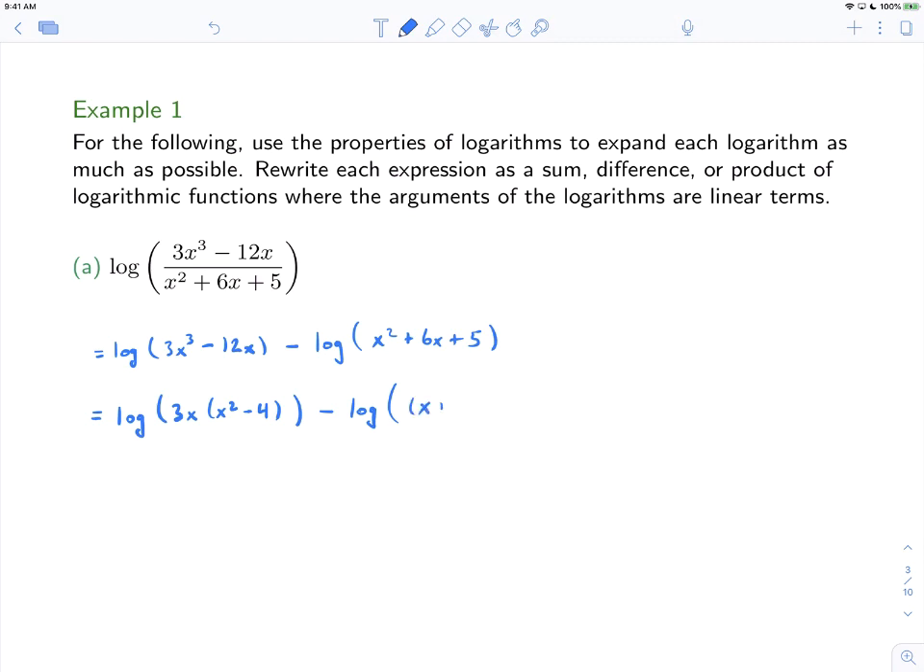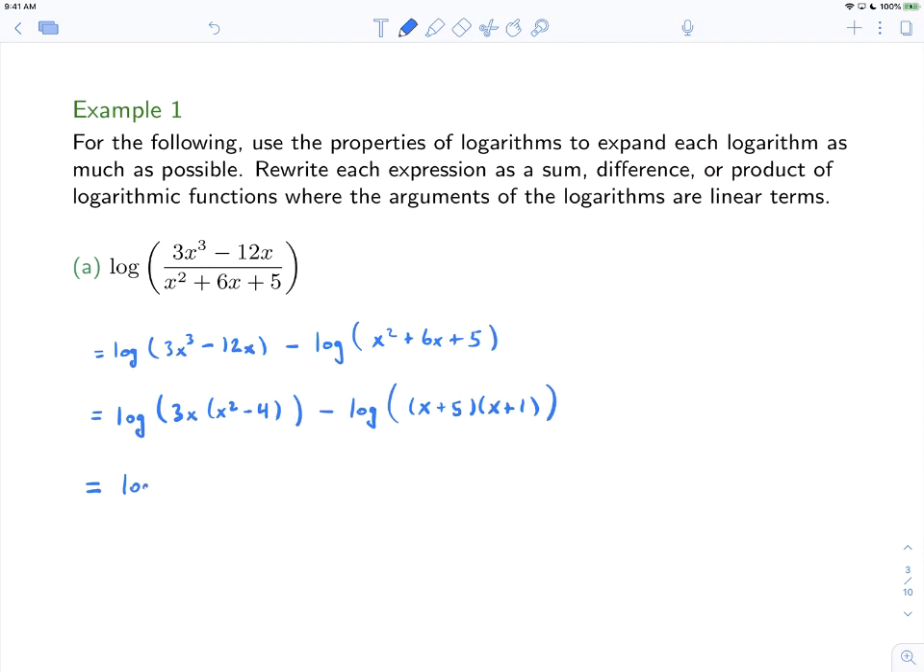So this is x plus 5 times x plus 1. So 5 times 1 is 5, and 5 plus 1 is 6. Okay, so now we have log, again, of a product. Actually, there are 3 products here. Here we have log of a product. So let's use the properties of logarithms that turn products into addition.